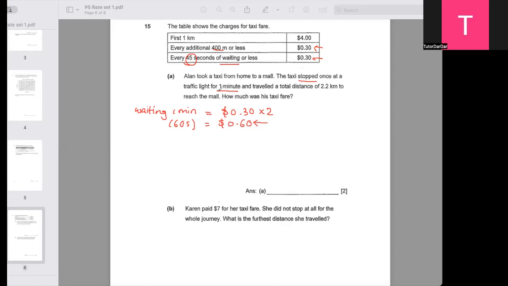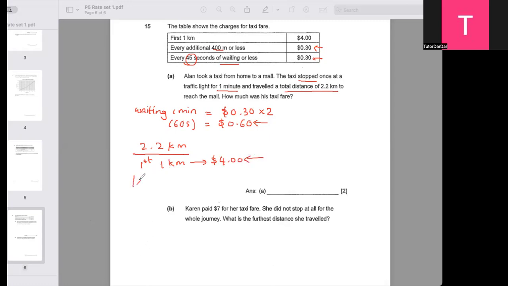Next. What is the distance? Total distance is 2.2 kilometer. Then first 1 kilometer. So first 1 kilometer is going to be $4. This is another one that we need to add into the fare.